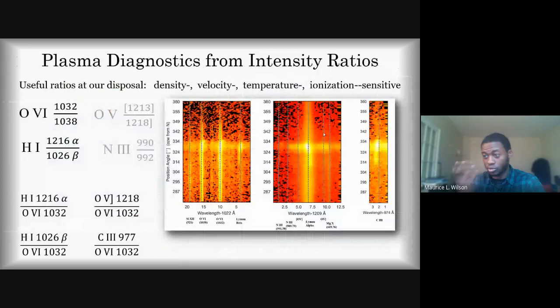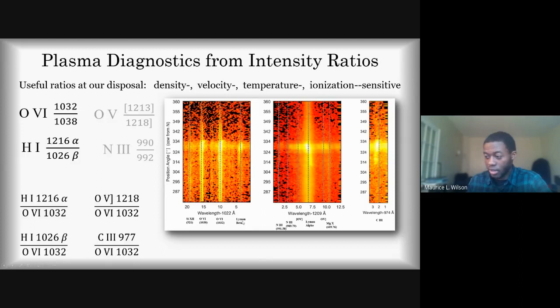Now, as you can see, the oxygen 6 ratio is super helpful, confirming velocities. So we use these intensity ratios for other diagnostics. Some intensity ratios are velocity sensitive, like the oxygen 6 ratio. Some are density sensitive, some are temperature sensitive. Some are sensitive to the ionization states of the plasma that you're observing. On top of oxygen 6, we use Lyman alpha to Lyman beta. I already showed you we have Lyman beta, we have Lyman alpha.